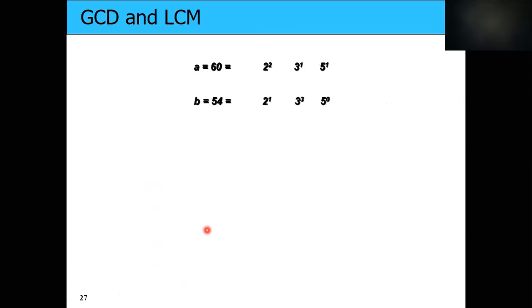Yes, student, if you can see over here, for the GCD I just collect the minimum of these powers. The minimum from 3 to the power 1 or 3 to the power 3 is 3 to the power 1. The minimum of 5 to the power 1 and 5 to the power 0 is 5 to the power 0. In that case, the GCD is 6.